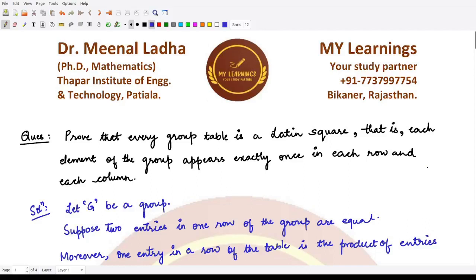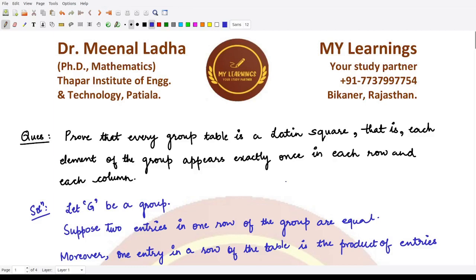In this video, let's have a look at this question which suggests that we need to prove that every group table is a Latin square. That is, each element of the group appears exactly once in each row and in each column. Right? So first of all, let's suppose that G is the given group, and we also suppose that two entries in one row of the group table are equal to each other.